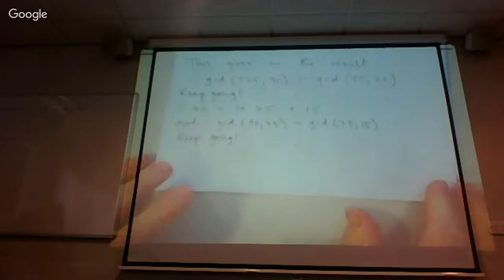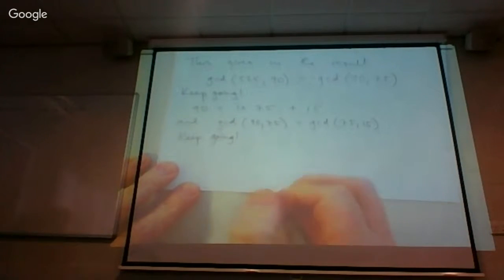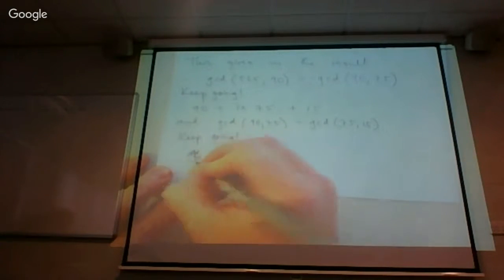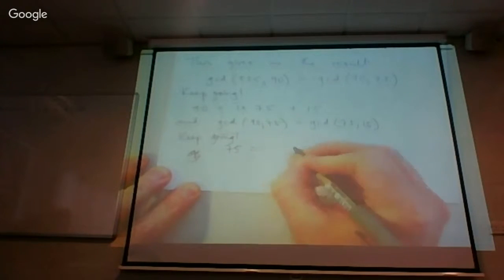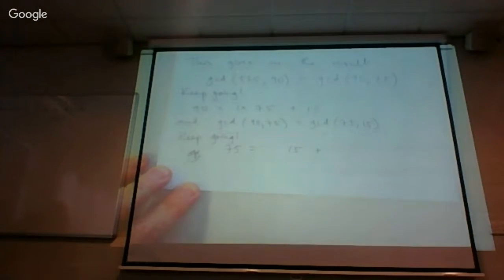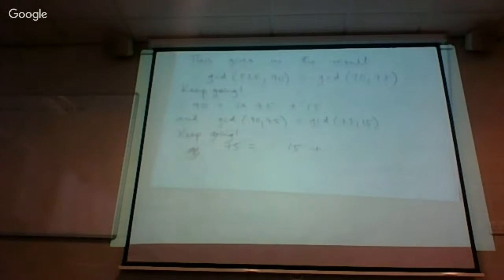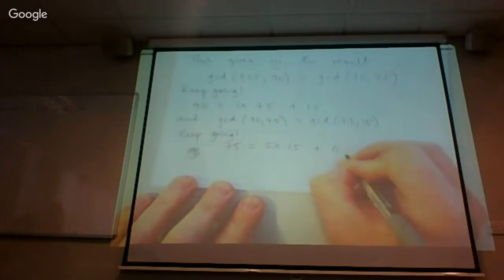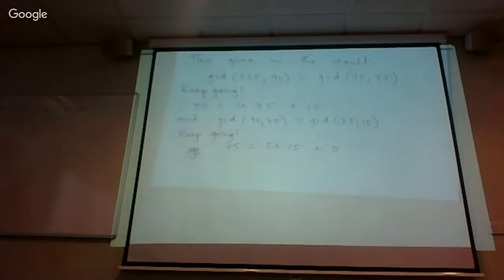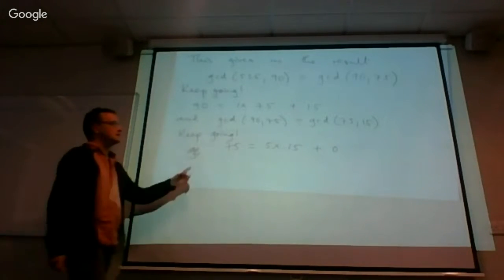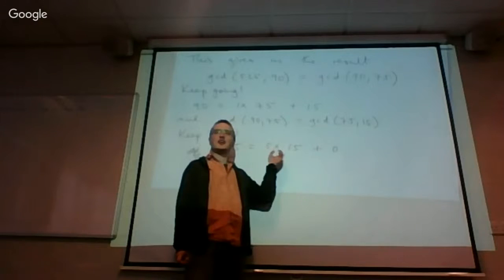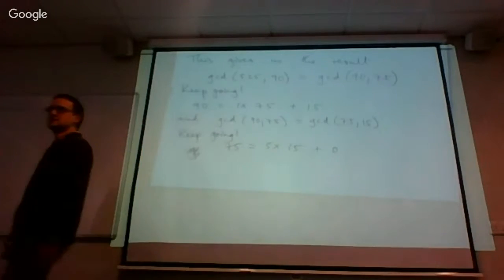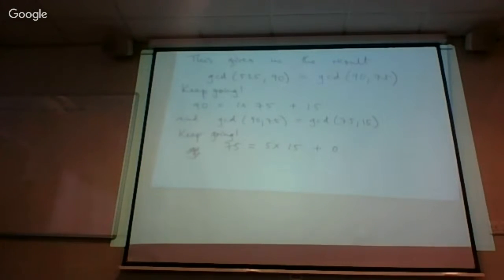Good. Well, this is the point. I want to divide 75 by 15. 75 is 5 times 15. That's remainder 0. So I thought I was going to go on for a few more steps, but it's not.